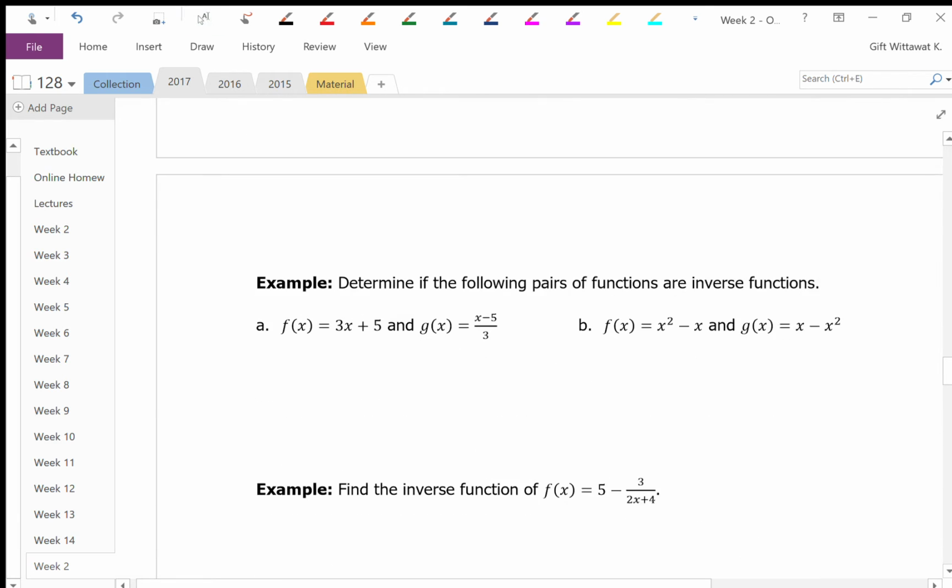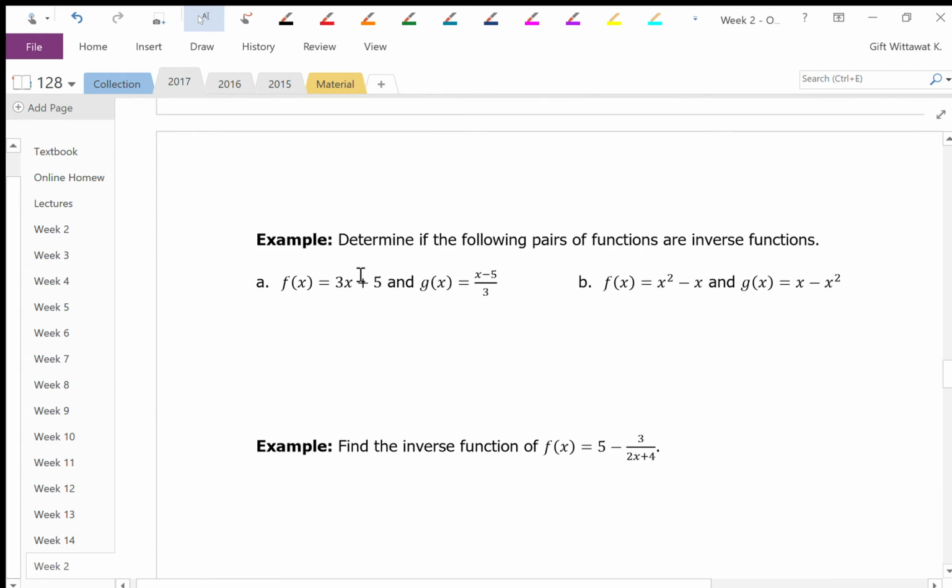Let's just see this by an example. My f of x is 3x plus 5 and my g of x is (x minus 5) over 3. So let me just compute f of g of x. It's going to be 3 times (x minus 5 over 3) plus 5. So you get x.